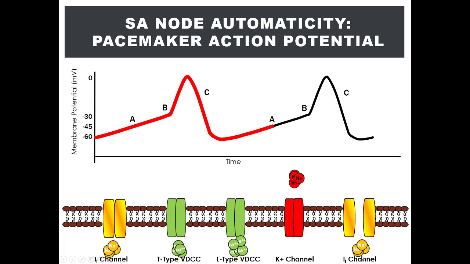Now, this explains why the SA node can generate automatic or spontaneous electrical signals or action potentials without the need of any extrinsic stimulus from the autonomic nervous system. So as you can see here, this cycle repeats itself over and over again at a rate between 60 to 100 times per minute without any extrinsic stimulation, equating to about 60 to 100 beats per minute, which again is the normal range for your intrinsic resting heart rate.